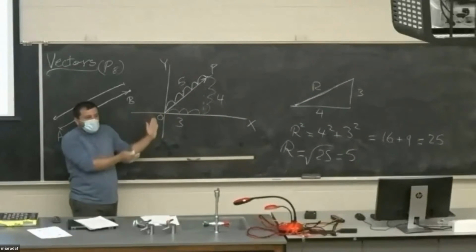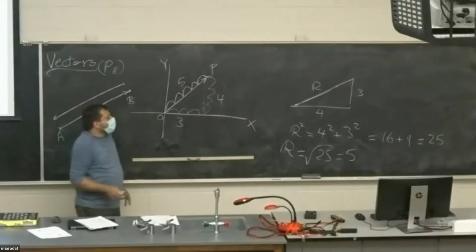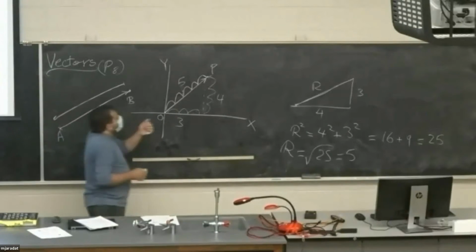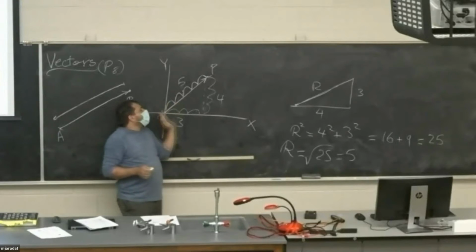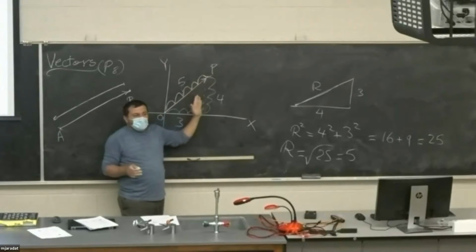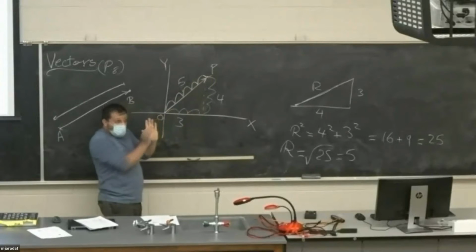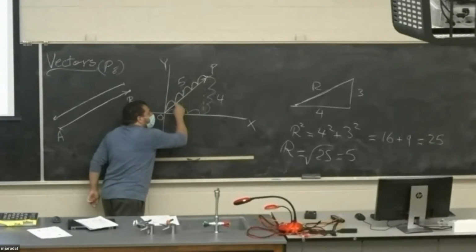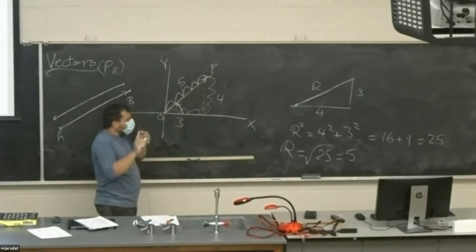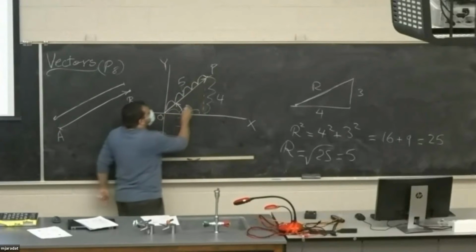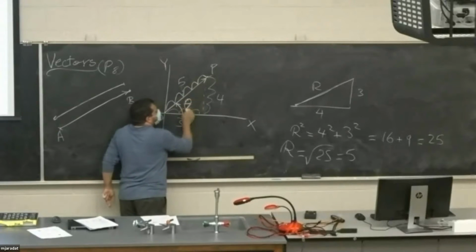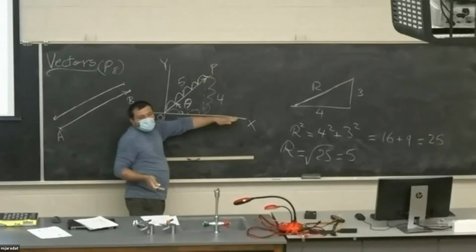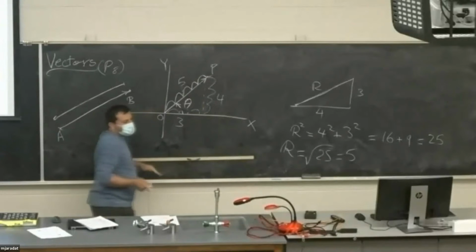In this example, different example, different values. Now, again, the first person goes directly from O to P, 5 steps. But he walked 5 steps with an angle, with a direction. This direction we name theta. Theta from the horizontal, which is the X direction.